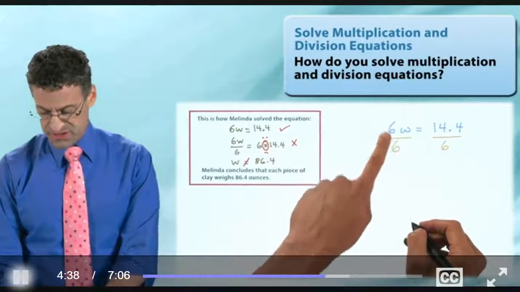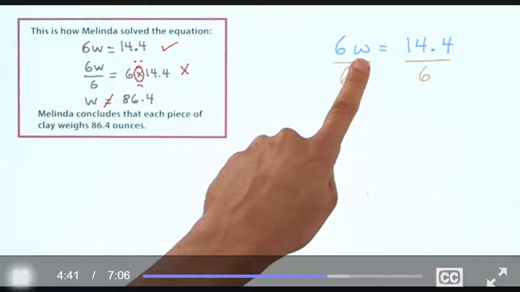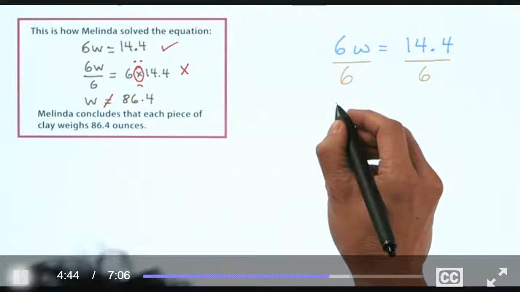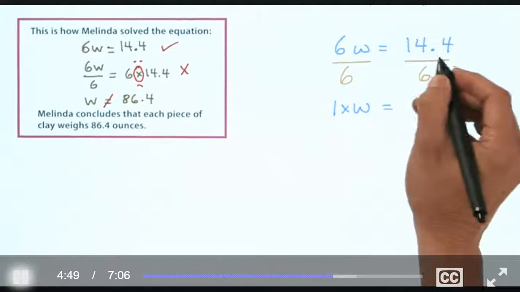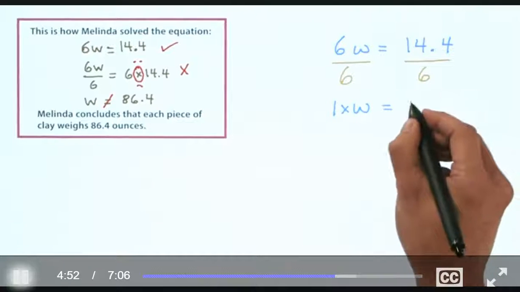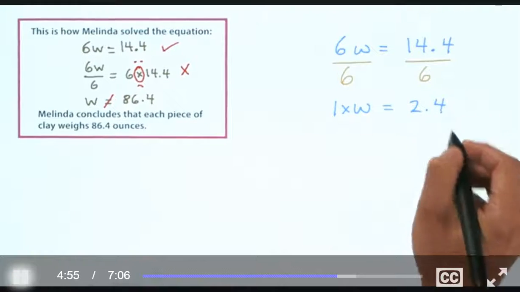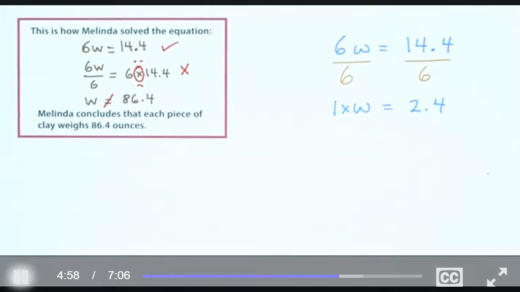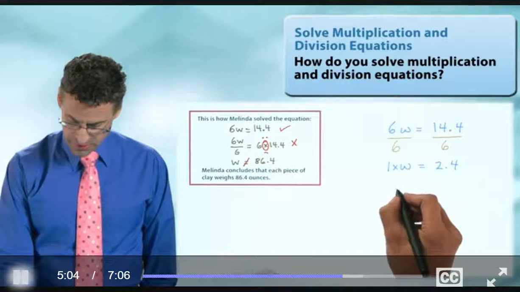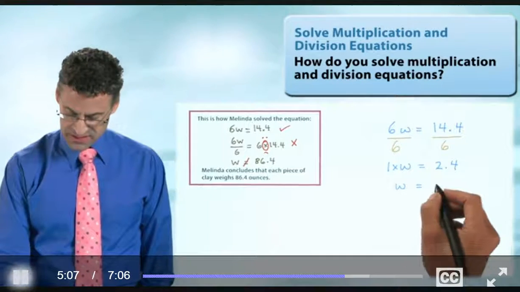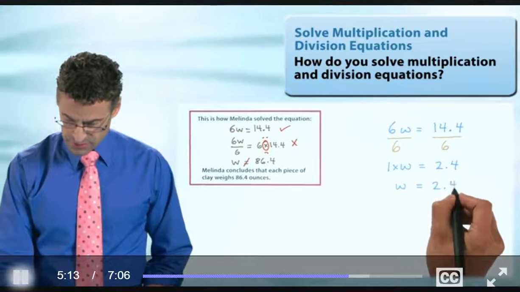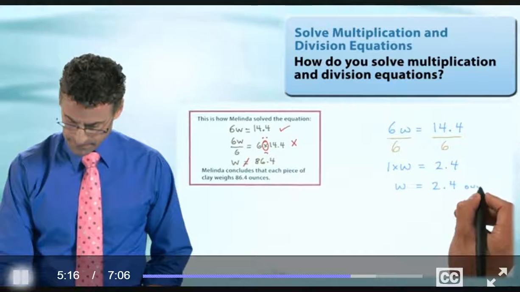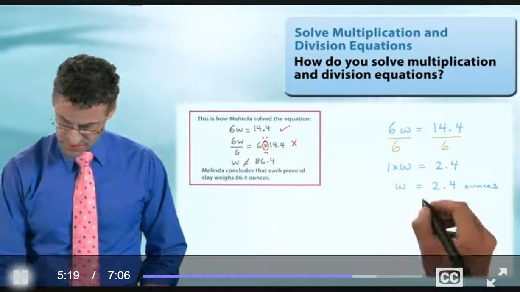Now, 6 divided by 6 is just 1, so I have 1, and then the W still remains. So this is just 1 times W. And then 14.4 divided by 6, if we work that out, we get 2.4, or 2 4/10. I'll leave that for you to verify if you want. So now, what do we see? We see that W by itself, which is the weight of each one of these 6 equal blocks of clay, is going to weigh 2 4/10 ounces. And that's the answer.